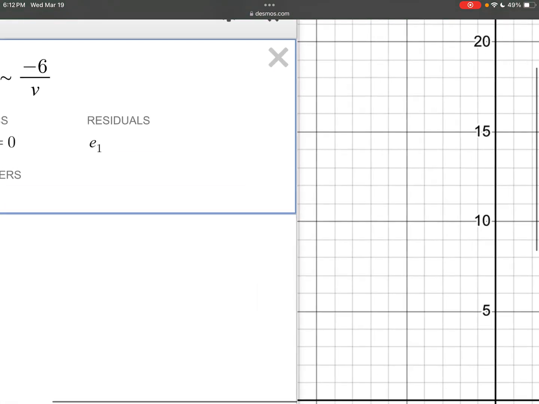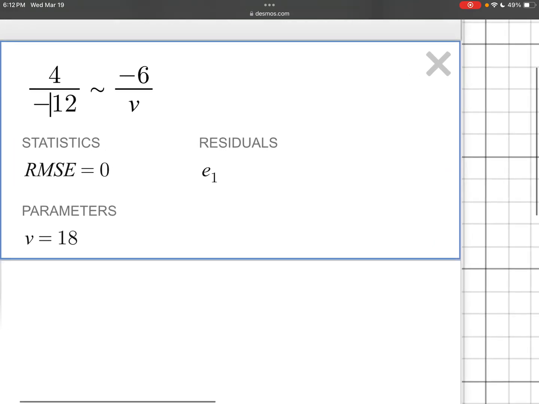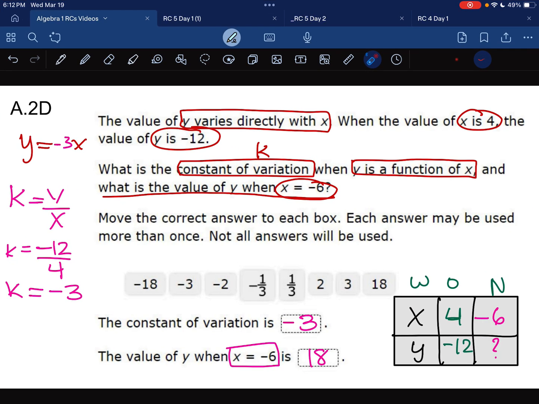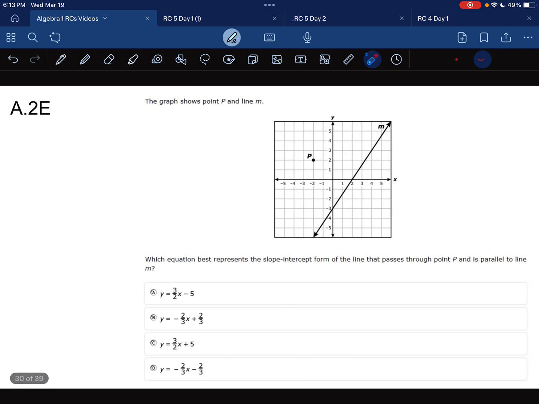Please don't make the same mistake Ms. Martineau did. Make sure you're copying the correct answer. No matter which way we use, you're still going to get the same answer, 18. All right? Make sure you have this copied down. Go ahead and do this problem.